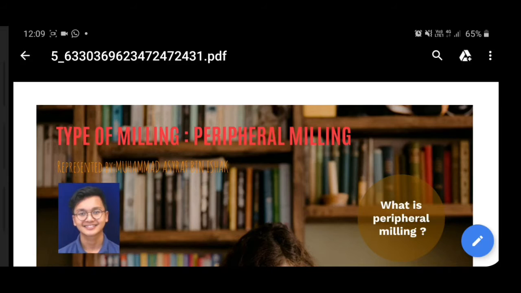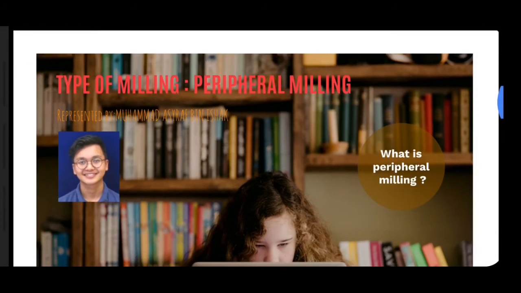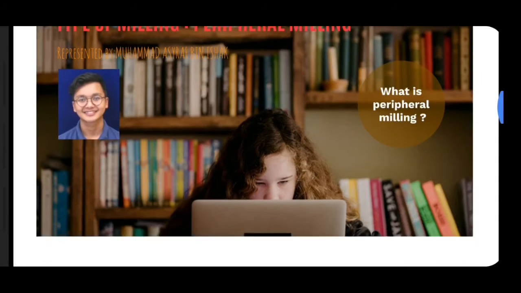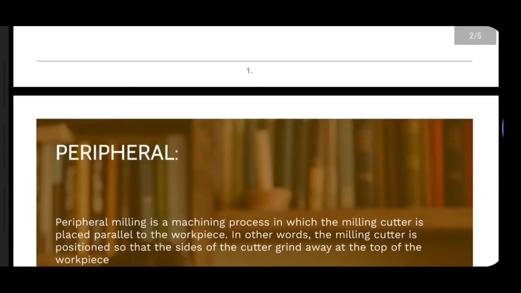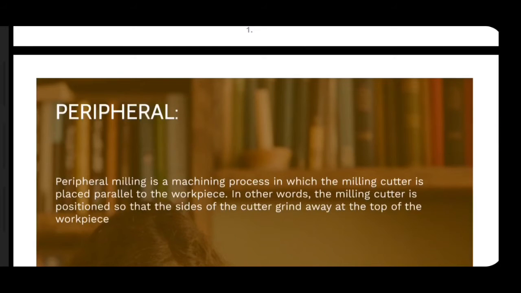Today I would like to present to you about a type of milling, which is peripheral milling. So what is peripheral milling? Okay, peripheral milling is a machining process in which the milling cutter is placed parallel to the workpiece. In other words, the milling cutter is positioned so that the sides of the cutter grind away at the top of the workpiece. So it means the milling cutter is positioned in parallel to the workpiece.